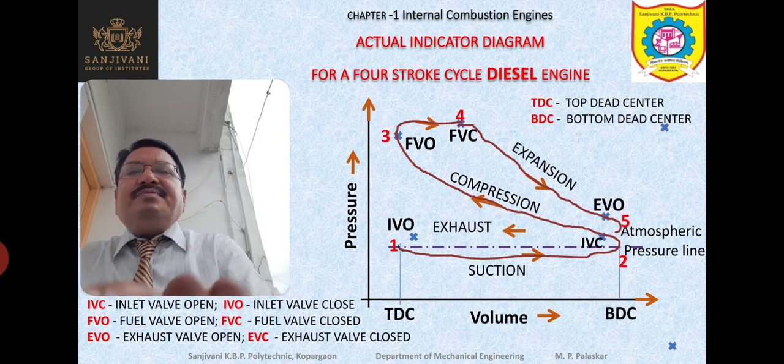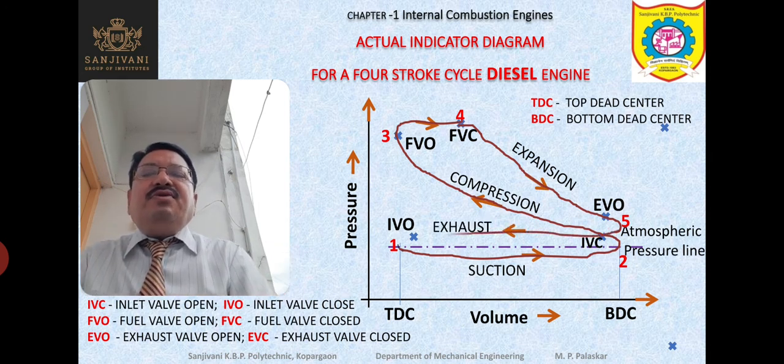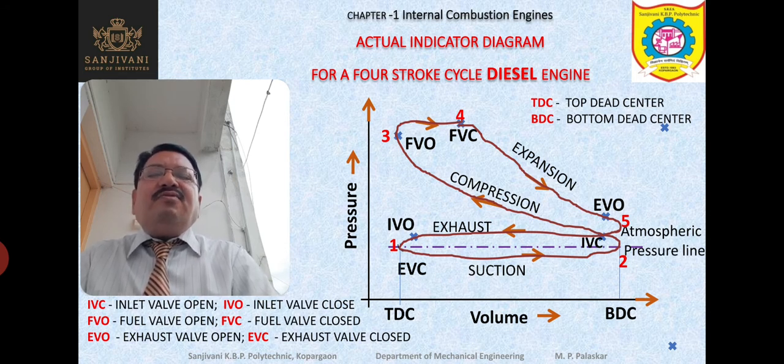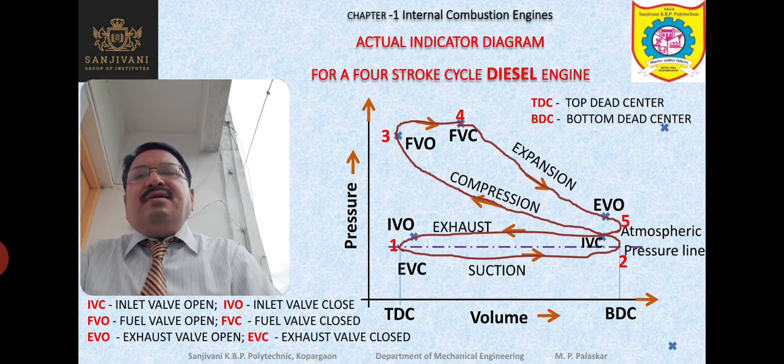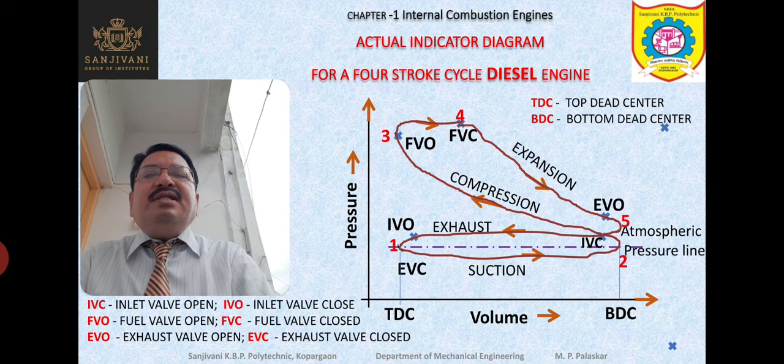Now after this we have the exhaust stroke, because the exhaust valve has been opened and the piston is now moving from the bottom dead center to the top dead center. So the volume is being decreased, and since the exhaust valve is open, the exhaust gases have no other way than to move out of the engine cylinder.